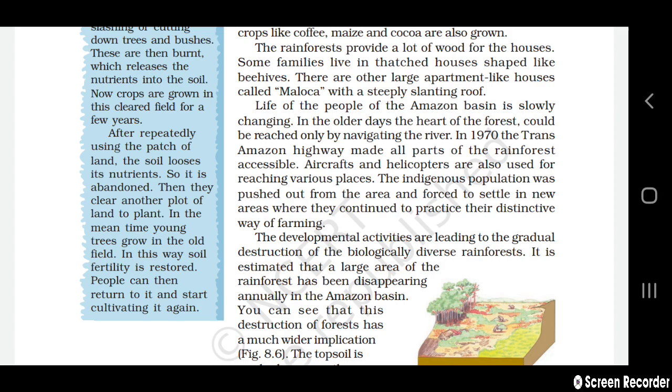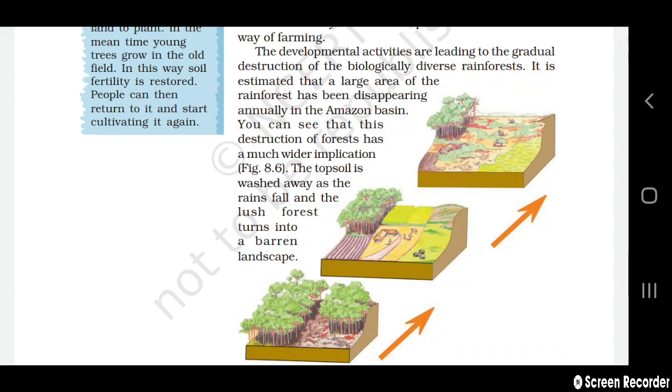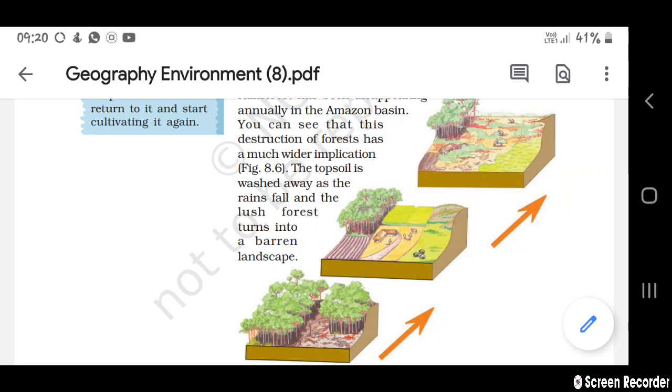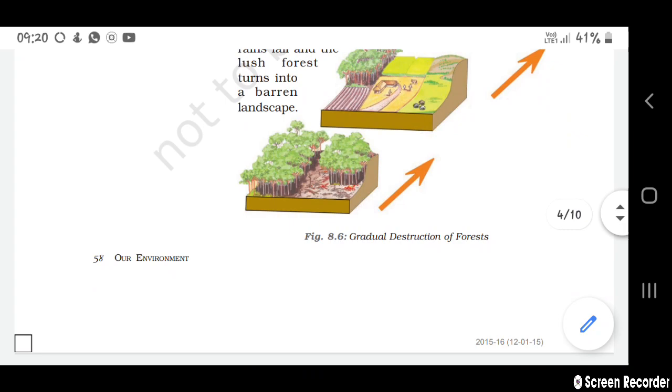The development activities are leading to the gradual destruction of the biologically diverse rainforest, and it is estimated that a large area of the rainforest has disappeared near the Amazon basin. This destruction of the forest has much wider implications. In this picture, you can see this much forest was there, then people started making small houses, and it came to this much. Now they are making big houses and cutting more forest. So the topsoil is washed away as the rains fall, and the lush forest turns into a barren landscape.